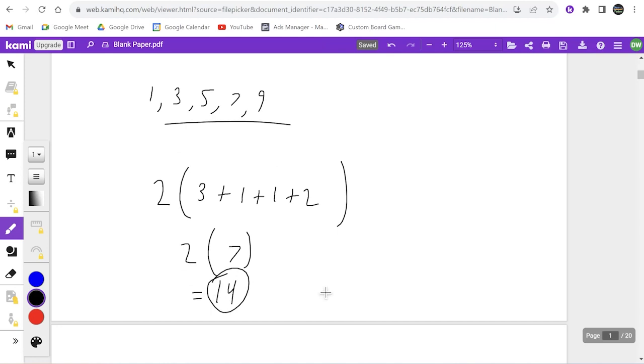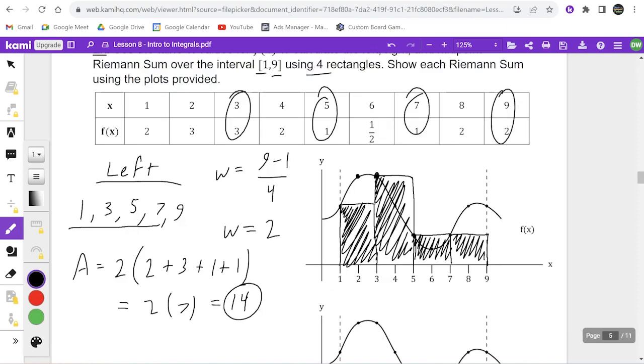Looks like both the left and the right Riemann sum were both 14. That is very rare. That normally does not happen. But any questions on that one? Okay, now we still need to draw the rectangles.